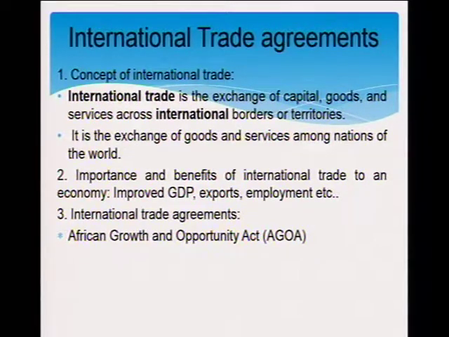Once again, we need to find out what is the importance of international trade to an economy. How important is trade to an economy? You can see that if there is good trade, it improves the GDP. The GDP is the gross domestic product. If there's good trade, it improves exports, and exports bring in money to the economy. Also, it improves employment because trade facilitates employment creation and all that.